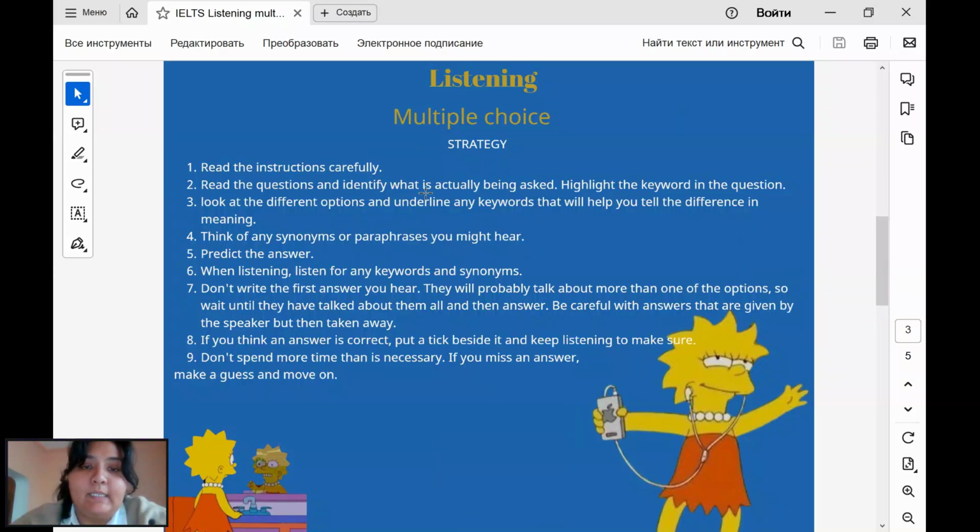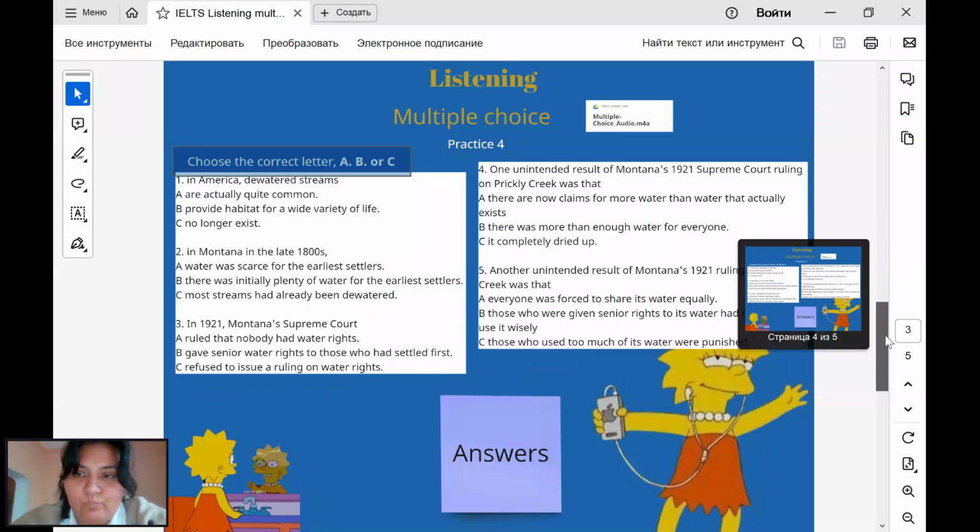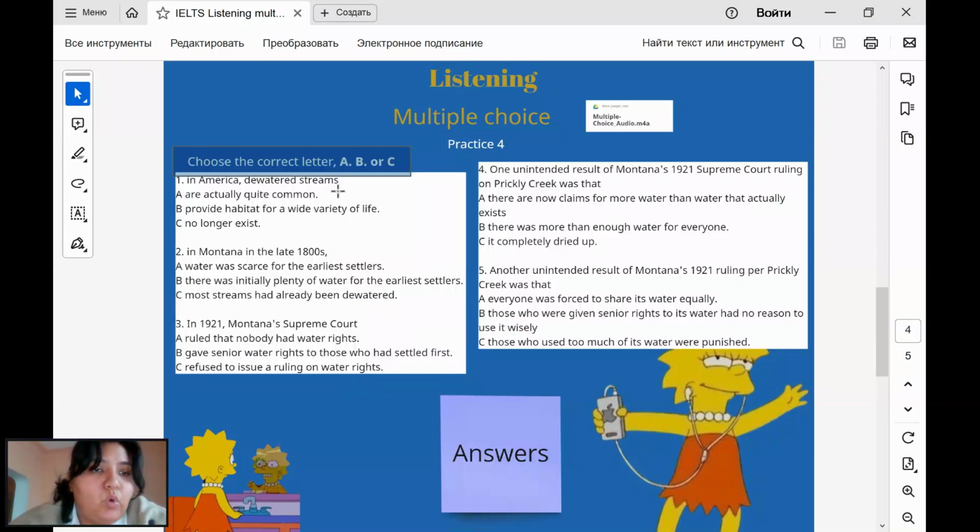Read the questions and identify what is actually being asked. Let's go. In America, dewatered streams. Okay, this is not a short question. This is sentence completion multiple choice. It means that here there should be some words, but there are none, and we need to put one of these words into here.